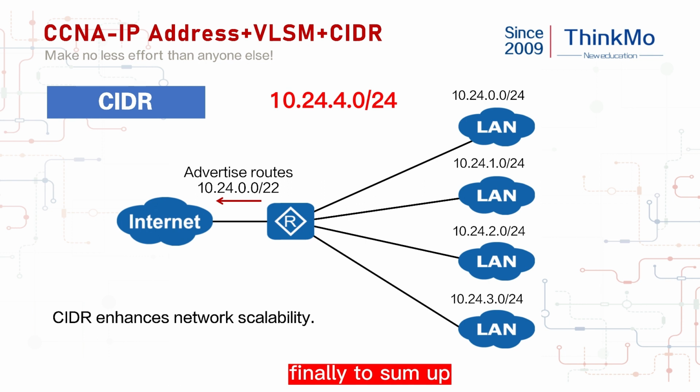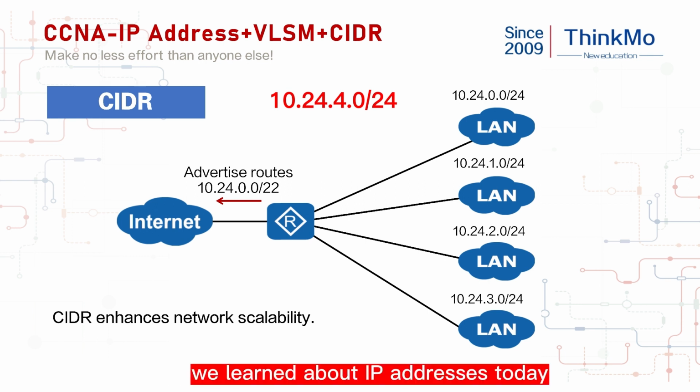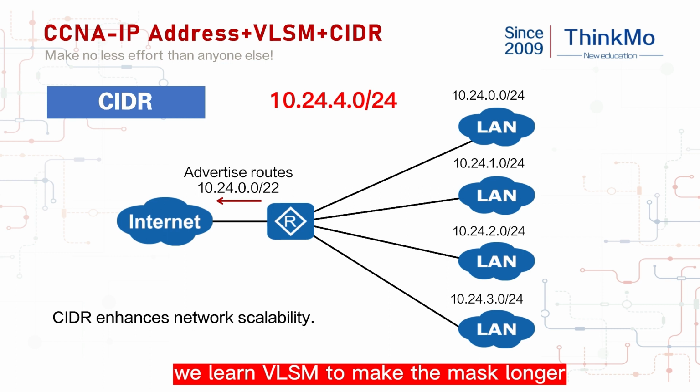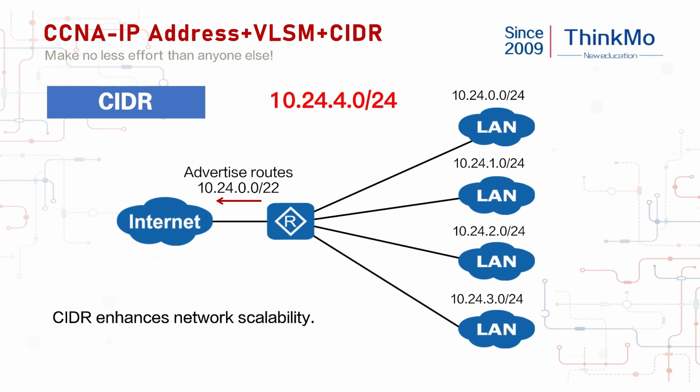Finally, to sum up, we learned about IP addresses today, and then learned the last 2 techniques, VLSM and CIDR. We learn VLSM to make the mask longer. Learning CIDR is to make the mask shorter. I'm going to subnet, and then I'm going to merge these subnets again and then announce. You might think it's contradictory, but first, these 2 technologies have different scenarios. They are not conflicting.